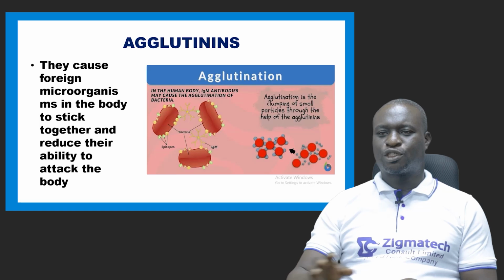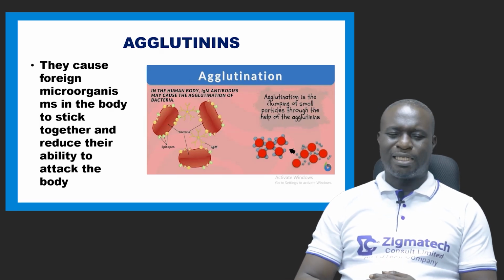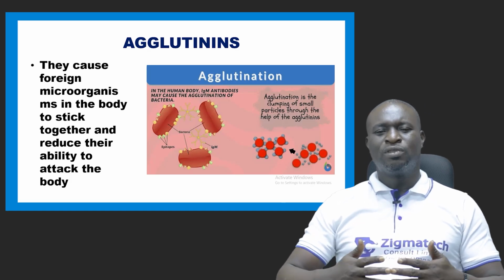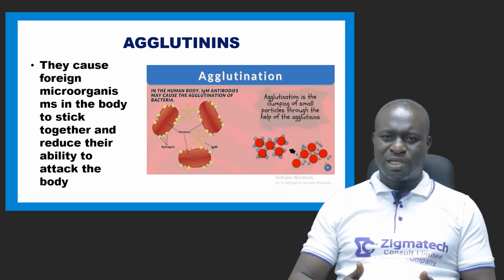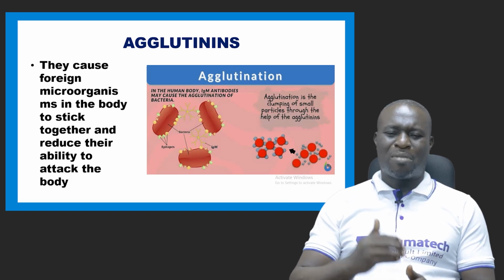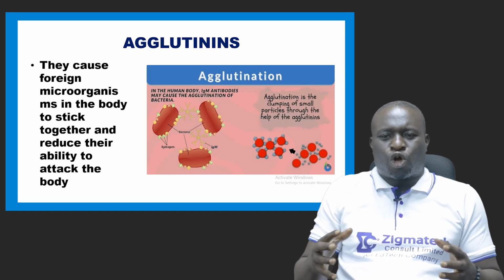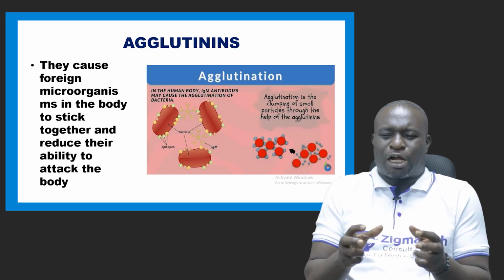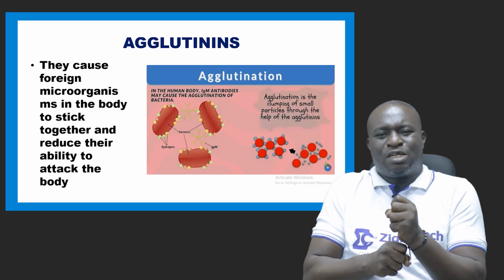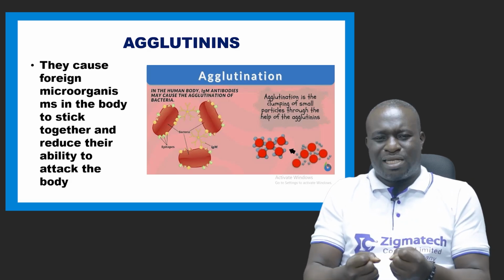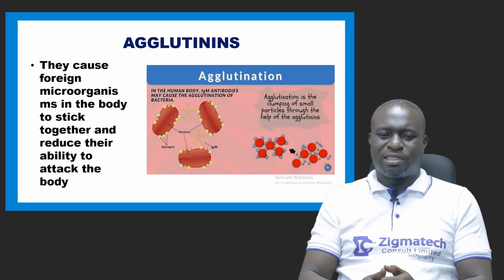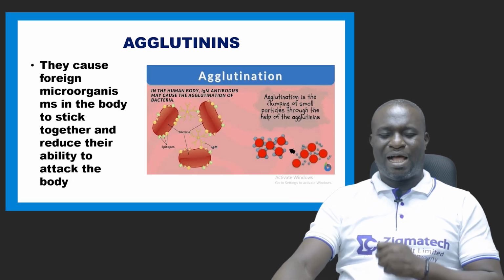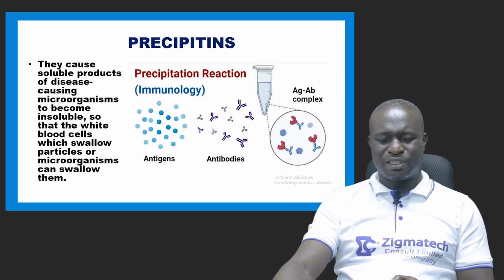The third one is called agglutinin. Now, what is the function of agglutinin, or how does agglutinin carry out body defense? One of the ways is that it causes harmful microorganisms in the body to clump or stick together, thereby reducing their ability to attack the body. So when they are clumped together, they don't have that potency enough to affect the body system. So that is also another type of antibody that helps to defend the body against harmful microorganisms.